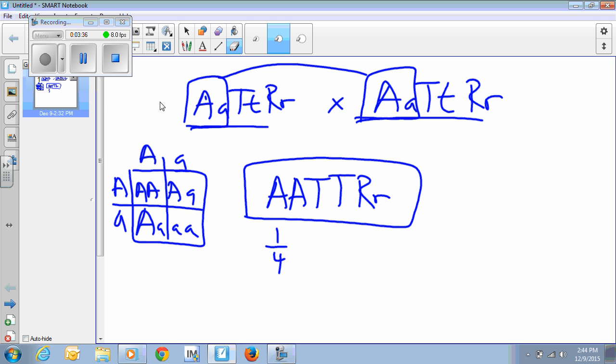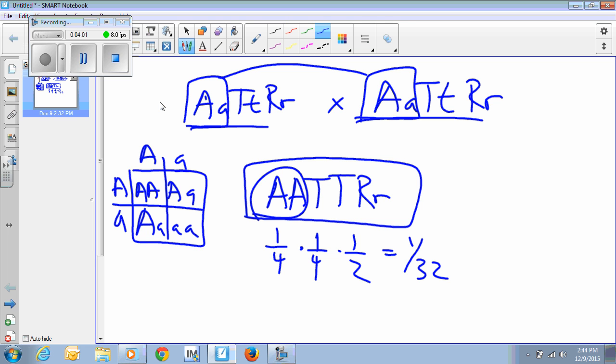Okay. Well, if you did that for the T's, you'd also get 1/4. If you did that for the R's to get a heterozygote, you know it would be 1/2. You multiply those all together, and the answer should be 1/32. Okay. And again, the key is looking at these individually. They assort independently. They do not influence the other ones. And we're moving on.